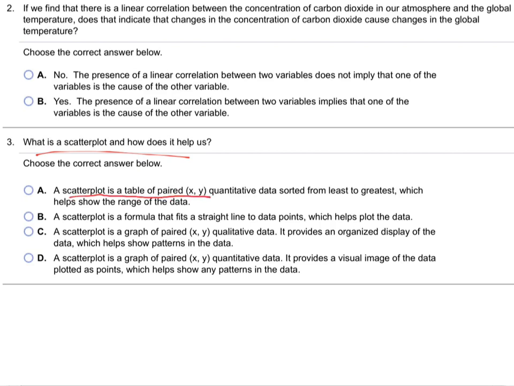Scatter plot is a table. Is it a table? Is a scatter plot a table? No, it's a graph. Scatter plot is a formula. No, it is not. So it's one of these two, right? It's C or D. A scatter plot's a graph of a bunch of dots. So a scatter plot is a graph of qualitative, quantitative. Which one? Yeah, quantity means numbers, doesn't it? Quantity, numbers. Quality is not numbers, right? So D, right? Scatter plot's numbers.